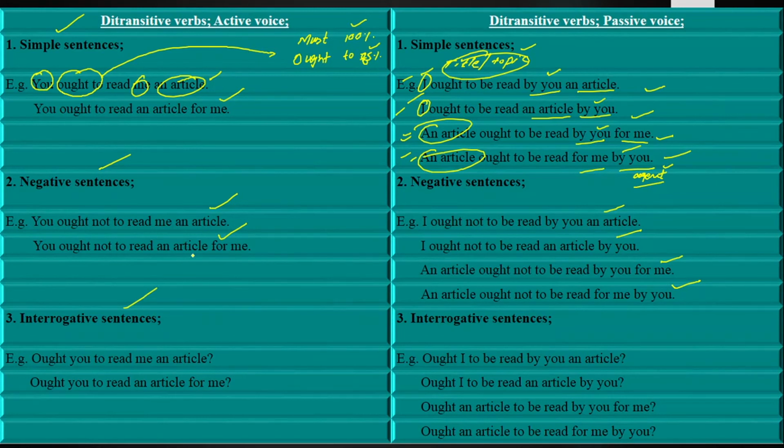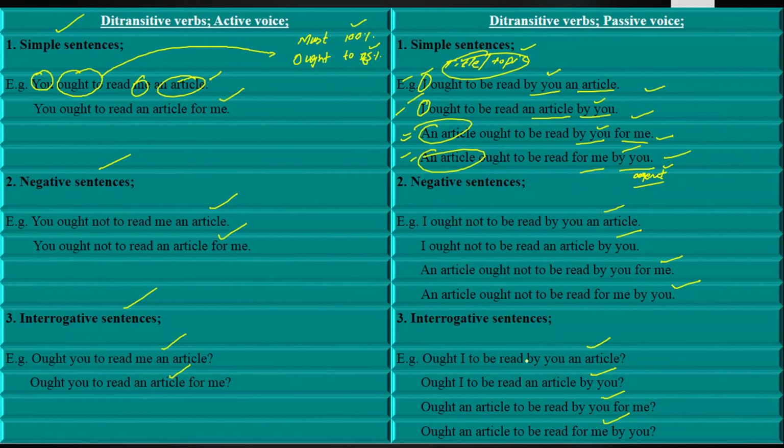Next we have got interrogative sentences. Those sentences in which we ask questions, put queries, are called interrogative sentences. Ought you to read me an article, ought you to read an article for me. Ought I to be read by you an article, ought I to be read an article by you. Ought an article to be read by you for me, ought an article to be read for me by you. So these are the sentences of active voice into passive voice with interrogative.